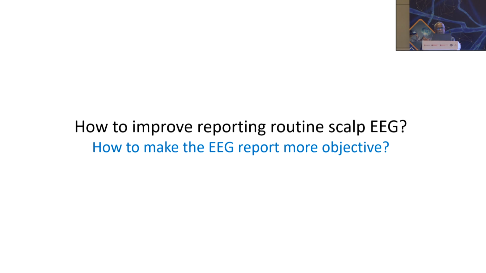After having spent time on the reading and interpretation, let us now go into how to improve the reporting of the routine scalp EEG, or the other way to ask is how to make the EEG report more objective. One of the problems in reading the EEG is that a lot of subjectivity comes in. For example, there is a saying that if you give the same EEG to 8 epileptologists or EEG readers, there may be 10 reports.